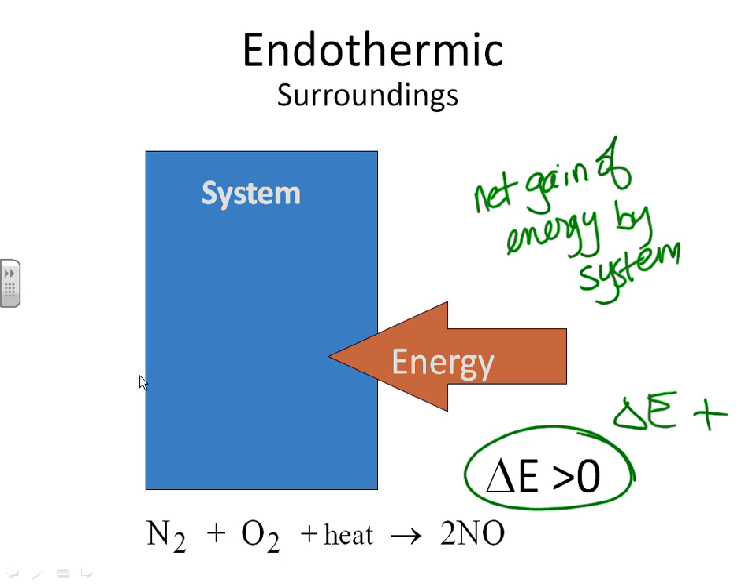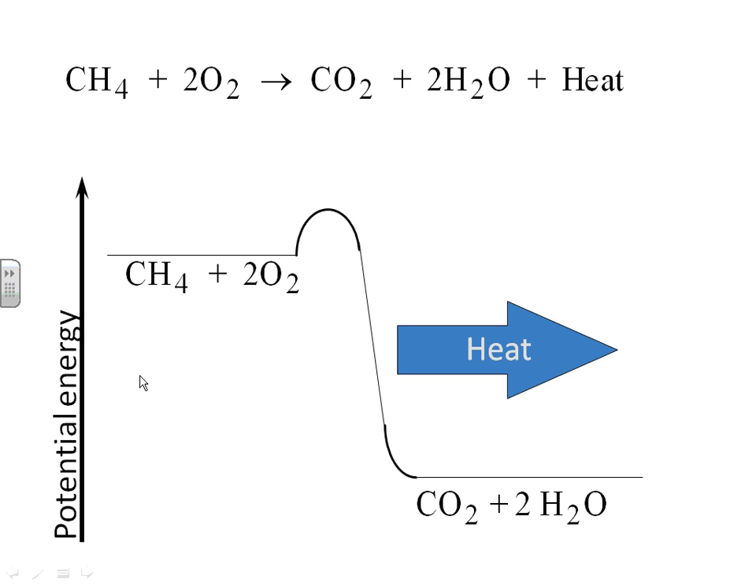That's what I mean when we say we take the system's point of view. The system has a net gain, surroundings is a net loss. And representing this in terms of chemistry, heat is a reactant. Now, we're going to talk more about potential energy diagrams when we get to kinetics, but I do want to add that potential energy diagrams are representative of these exothermic and endothermic reactions.